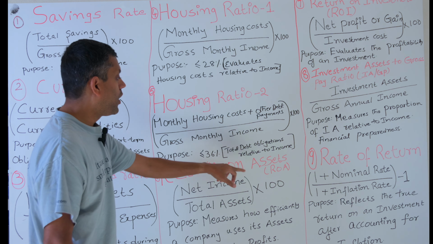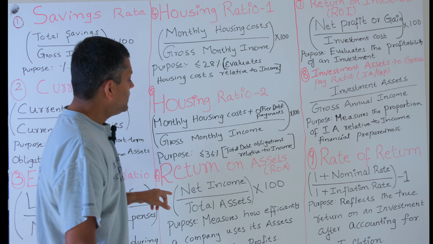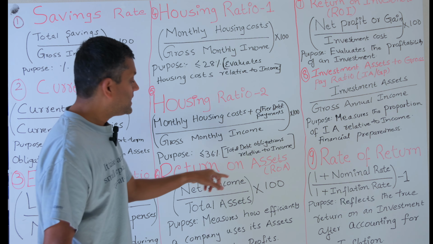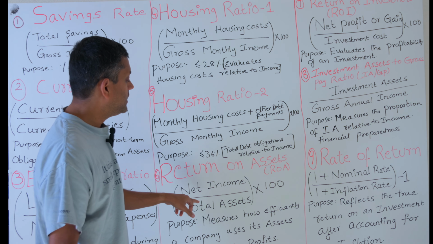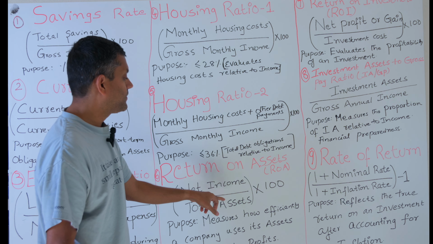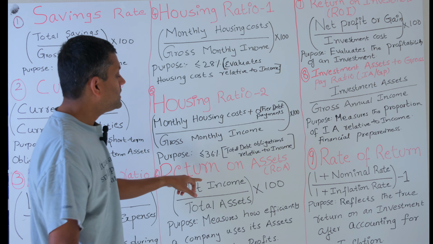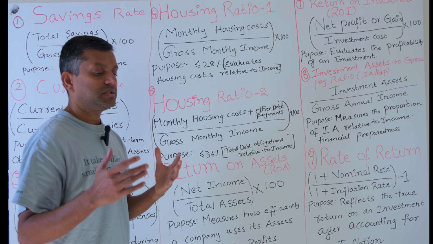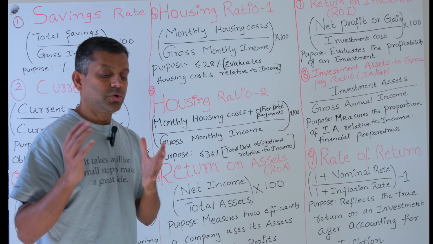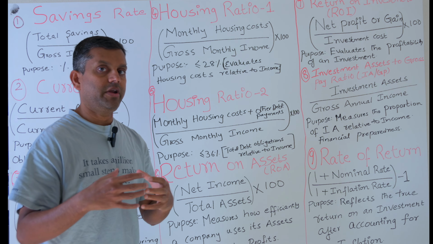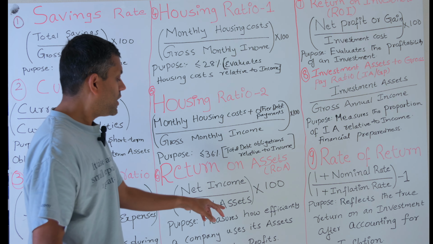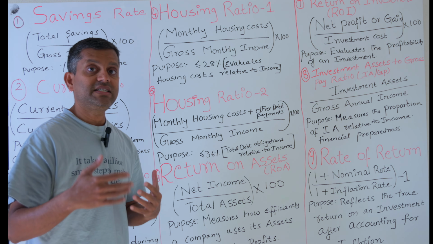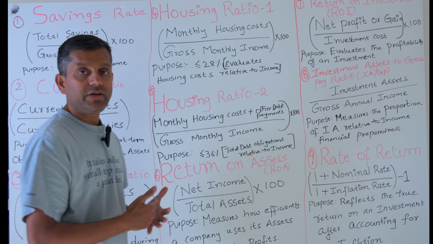Return on assets, ROA. Return on assets is calculated by dividing net income by total assets times 100. Net income is the income where you subtract your total expenses from your total revenue. That is net income. So it measures how efficiently a company uses its assets to generate profits.